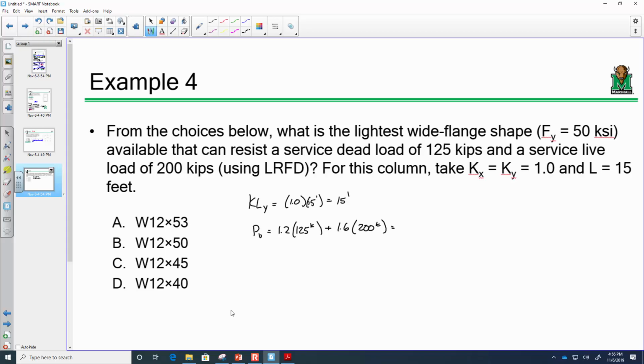So what does that come out to be? 470. 470 kips. Give everybody a second on this.